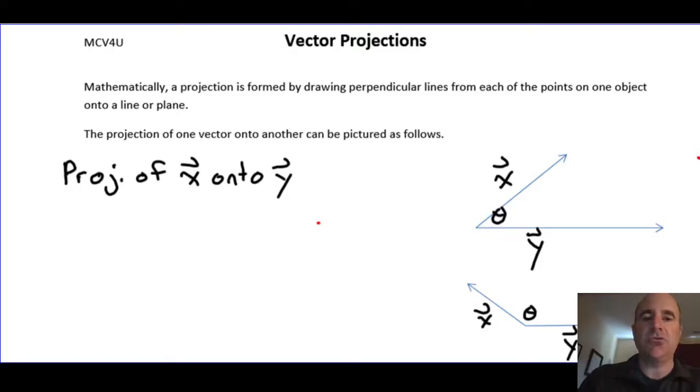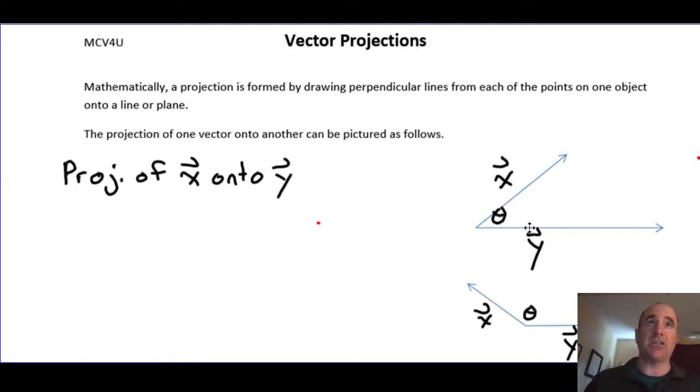Something you get when you draw perpendicular lines onto whatever it is you're projecting. So for vector projections, you can project one vector onto another. So in a way, it's kind of like an operation. Here I'm going to talk about the projection of vector x onto vector y.